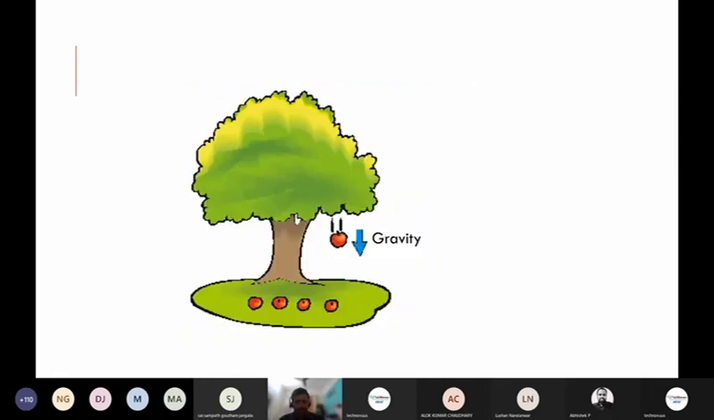Gravity. Somebody says hairpin. I like that. Use the pencil as a hairpin. Yeah, and then you can use it as a pencil also in case you need. Very good.